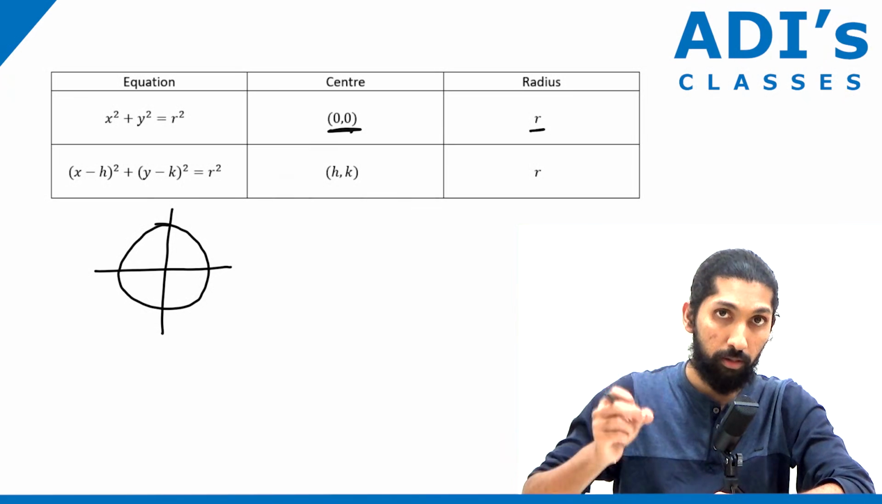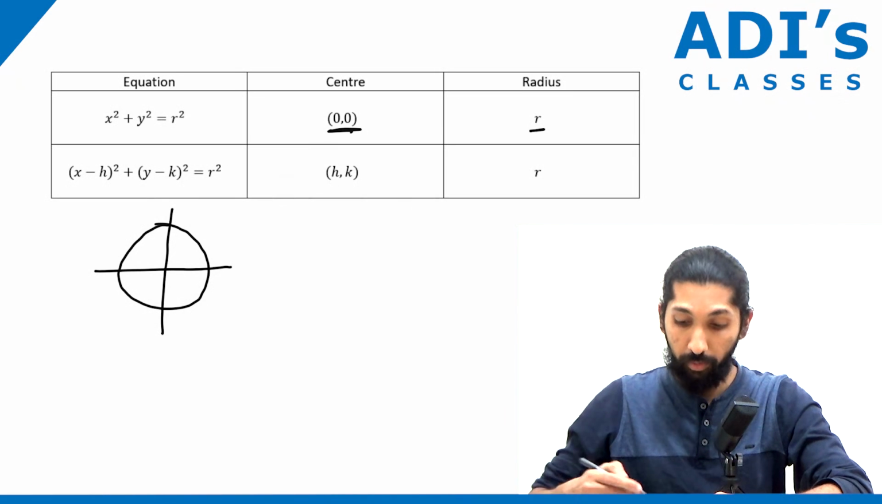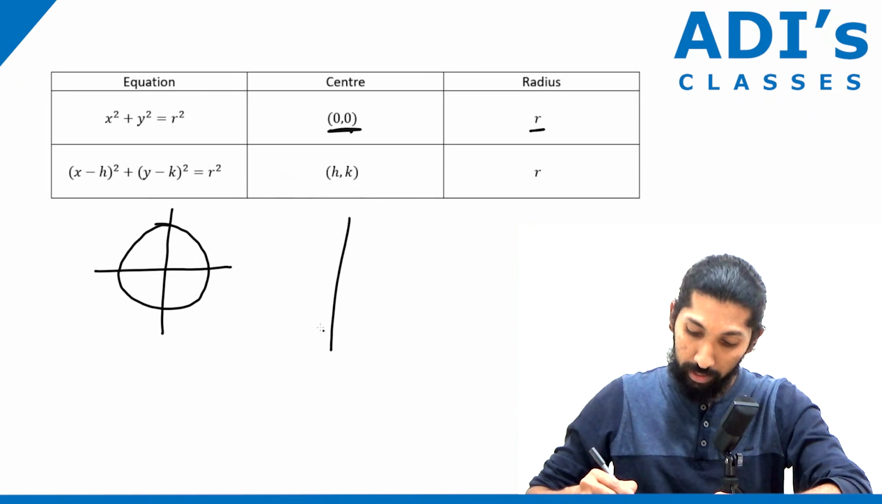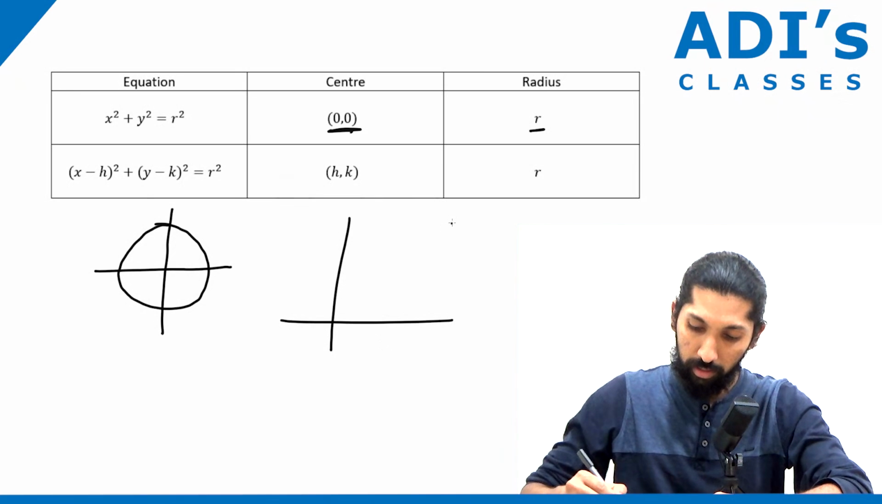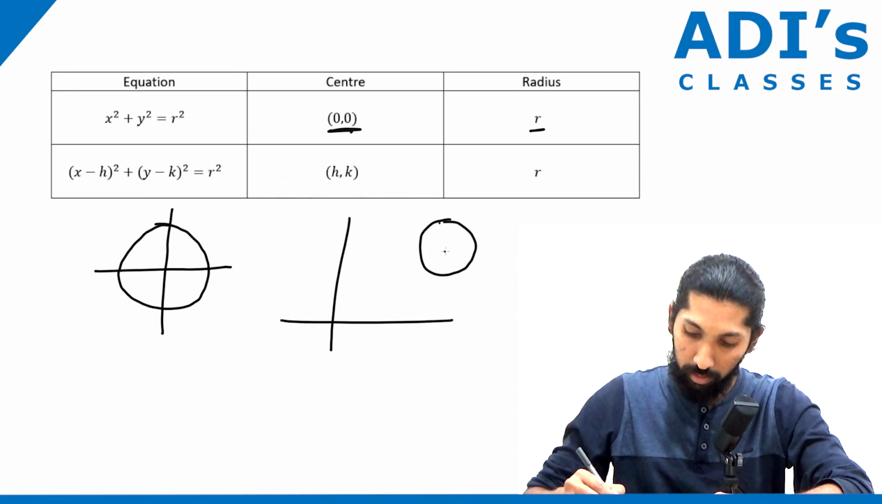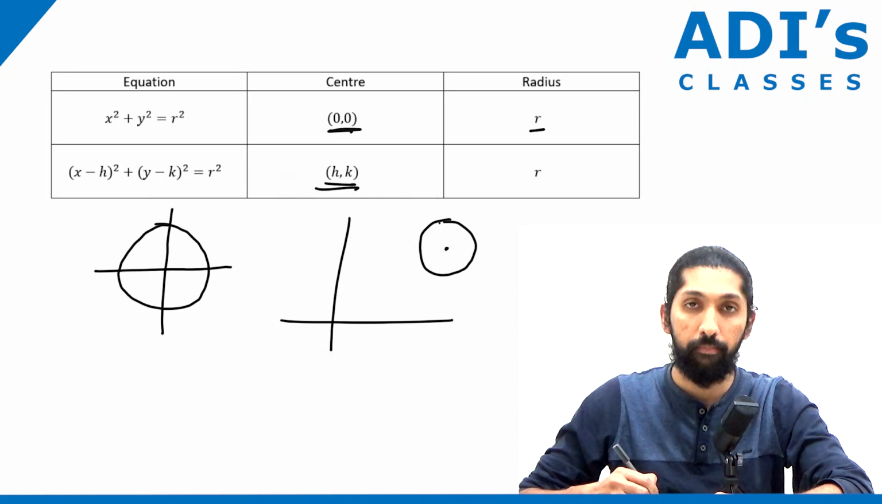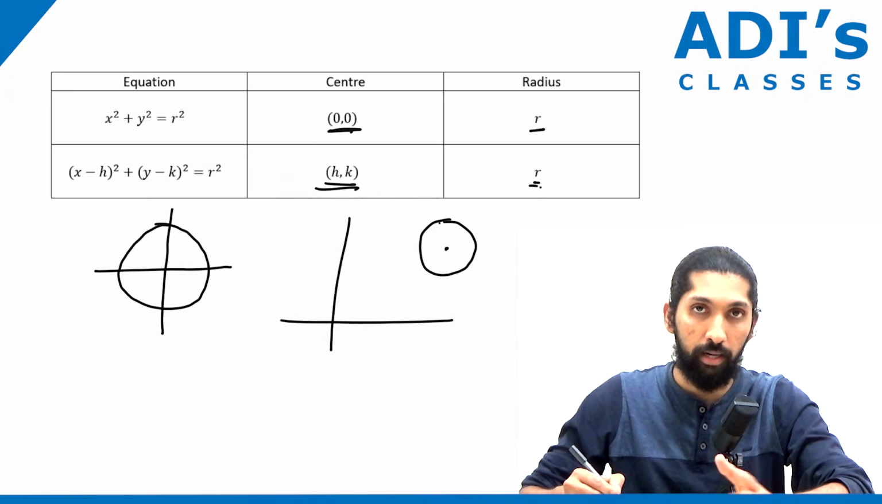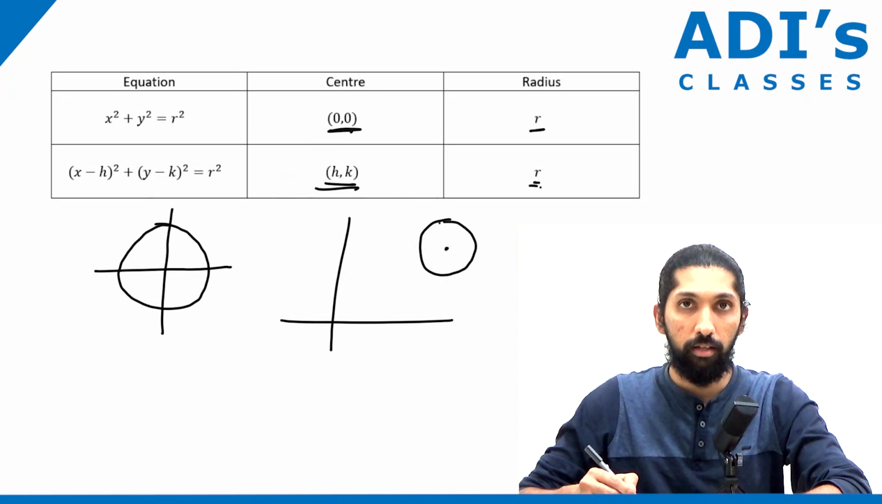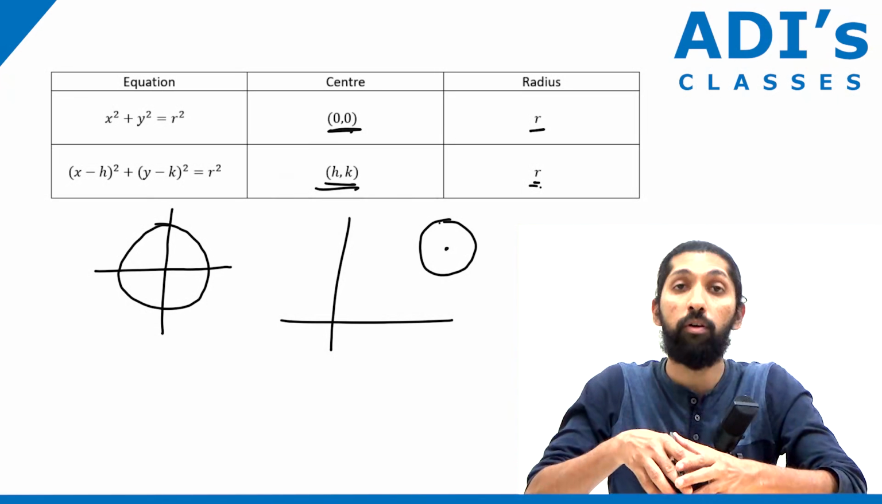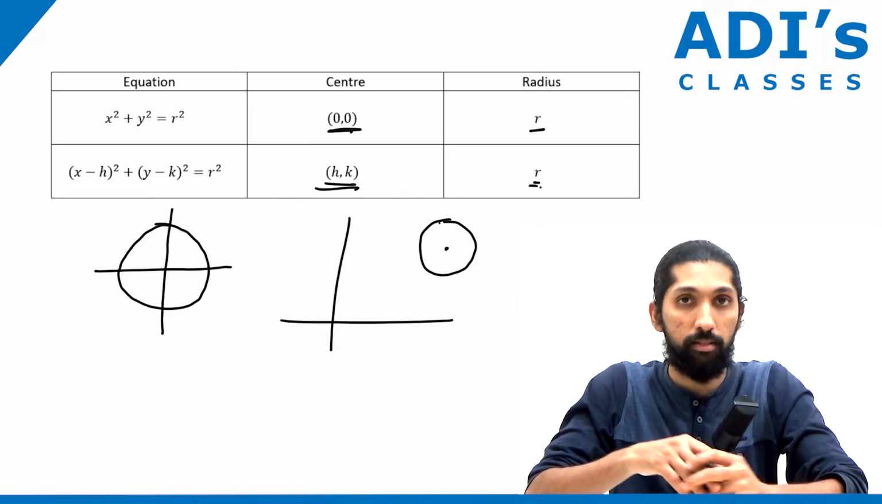The next one is a more general case where you have x minus h whole square plus y minus k whole square is equal to r square. Where if you have the x and y axis here, the circle is going to be somewhere over here. The center is h comma k. And the radius is going to be r itself. There is no change in that. Correct? This was the first type of a conic section what we discussed.